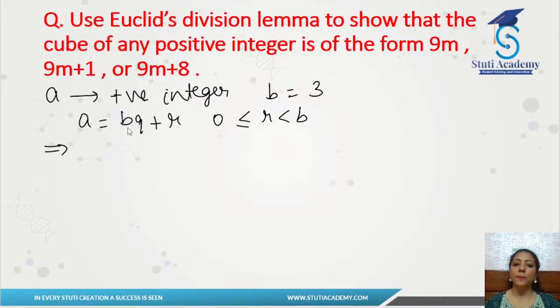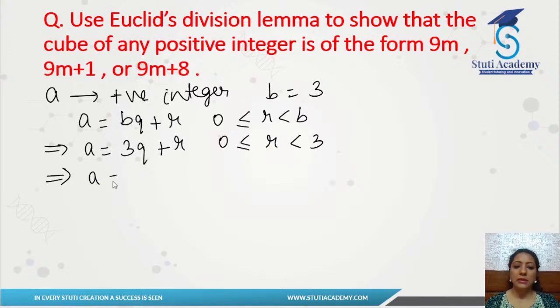Now I'm going to replace b by 3. I've taken b as 3. So a is equal to 3q plus r, 0 less than or equal to r less than 3. Now we have a is equal to 3q plus r.